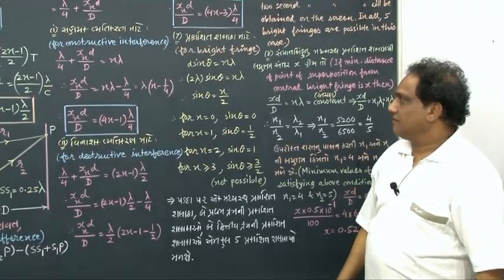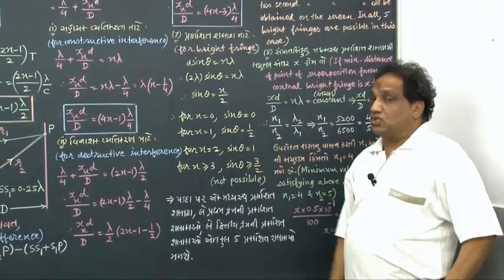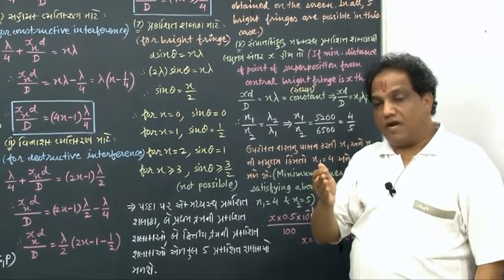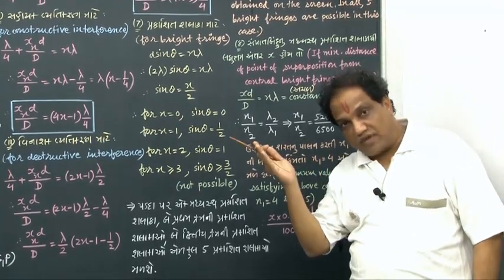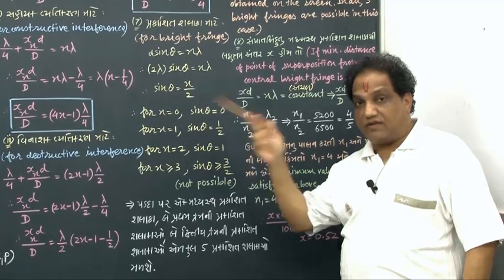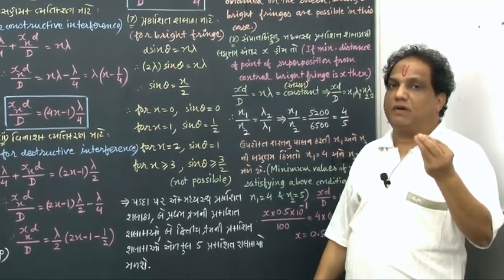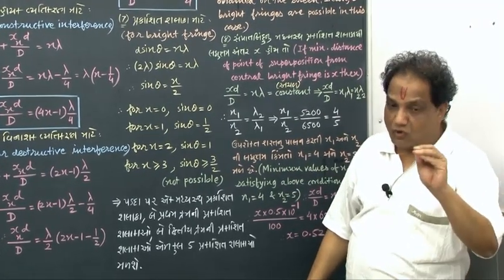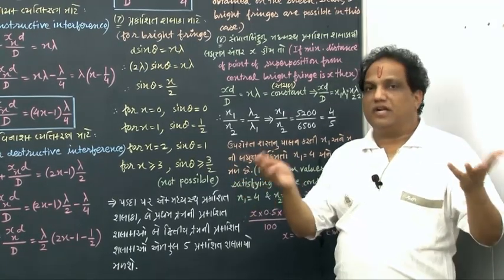Come on, read it. Tell me. They have asked to prove that the screen might be of infinite dimension. Then also, in this case, they have asked to prove that the maximum number of bright fringes will be only 5, not more than that. Let us prove.